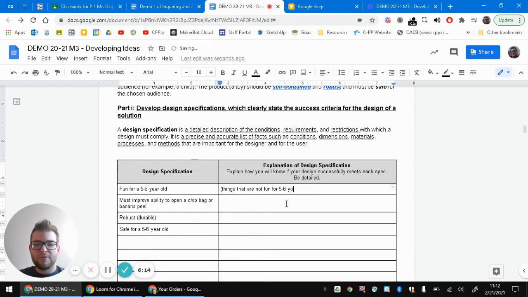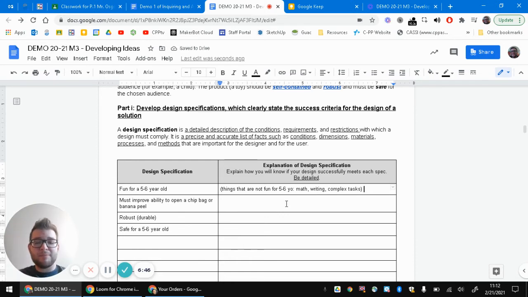Things that are not fun for 5 to 6 year old. We'll just do yo for year old. Things that they probably wouldn't find fun, math. I mean, some 5 to 6 year olds might. They're going to have trouble with writing probably. So sometimes it can help to think first, what are the things that don't fit? And that'll help us get to the things that do fit. So math, writing, what are other things 5 to 6 year olds don't like to do? Complex tasks, right? Because they get confused. They have a short attention span.